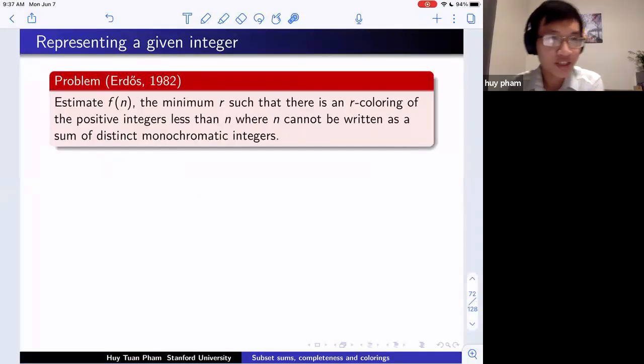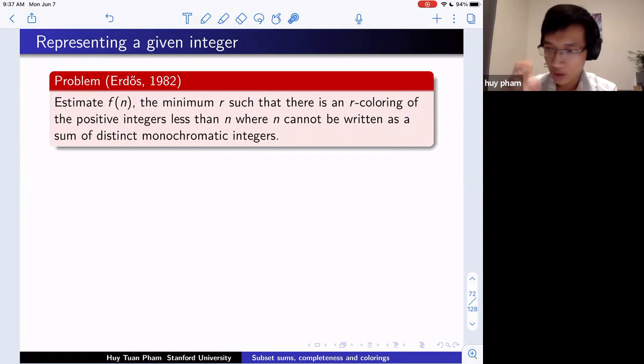So the first question we consider here is a problem of Erdős. He asked to estimate f of n, which is the minimum number of colors R for which there is an R coloring of the positive integers less than n, so that n cannot be written as a monochromatic subset sum. So we want to color only elements from 1 to n minus 1, and we want to avoid n as a monochromatic subset sum. And the question is, how many colors do we need?